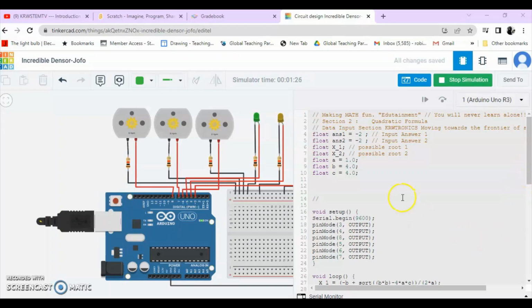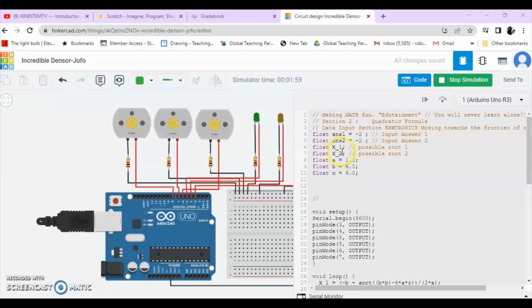Alright, so these are some of the variables that we're going to be using. So float ANS1, this is going to be one of the answers that the students will put in after they compute the specific question in their book. Float ANS2. Alright, I've put in another input as well, and this is another answer that you will put into the computer here, in this IDE, Integrated Development Environment. So these are going to be students' input answer 1 and input answer 2.